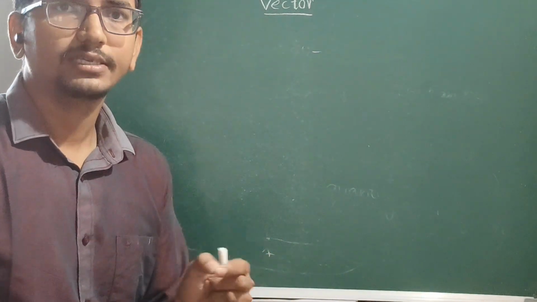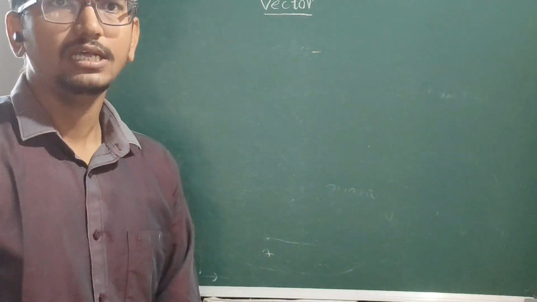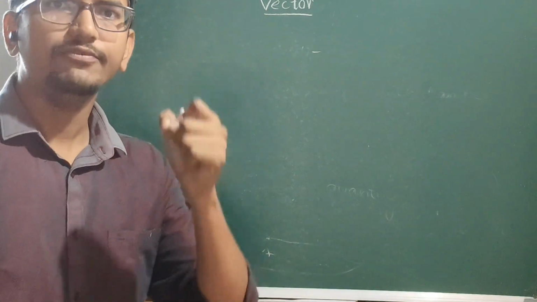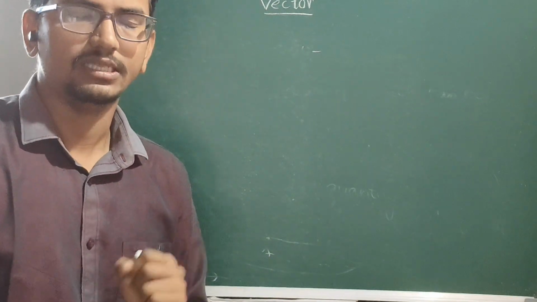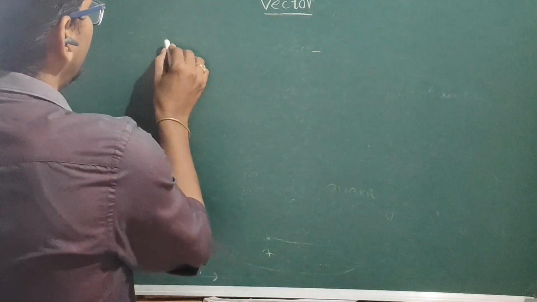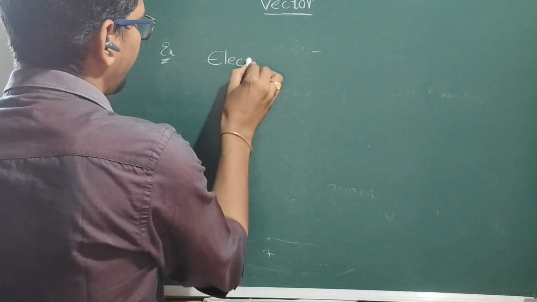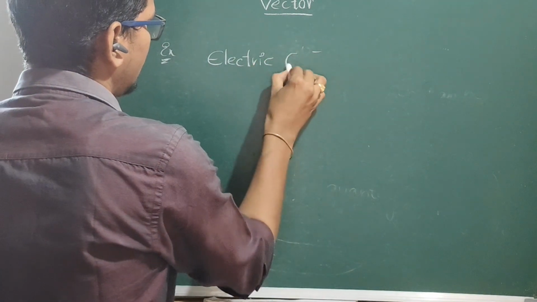the laws of vector addition. If it obeys the laws of vector addition, then the quantity is said to be a vector quantity. Otherwise, it is a scalar quantity. For example, let us take electric current.